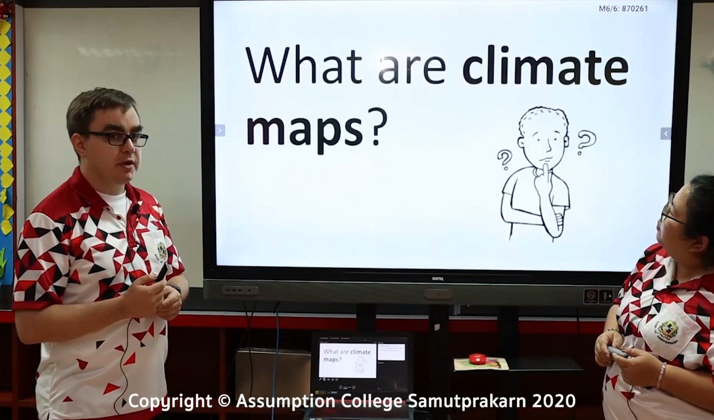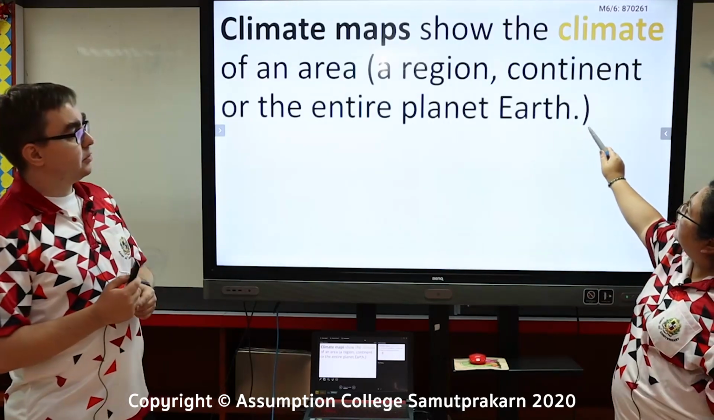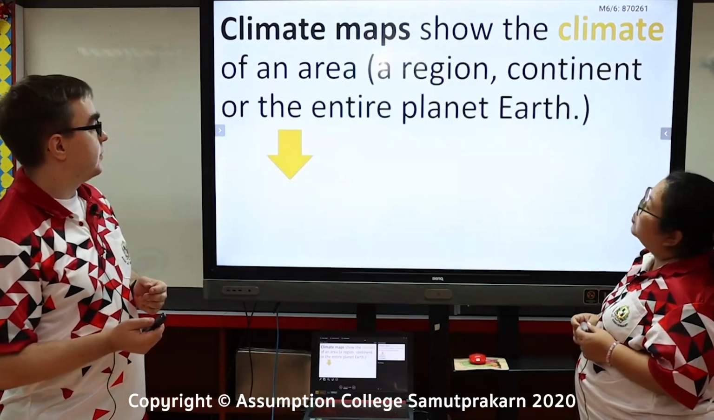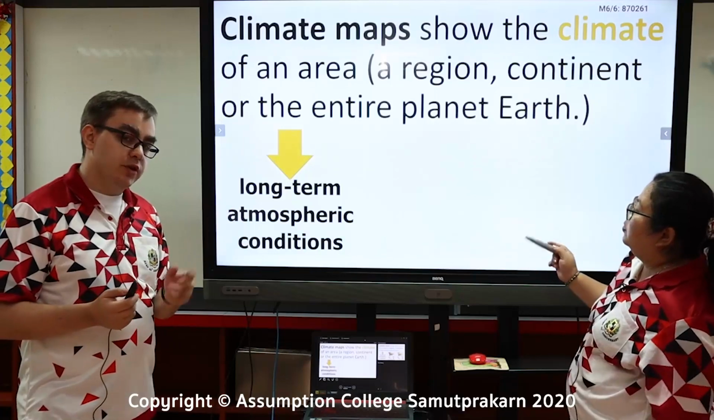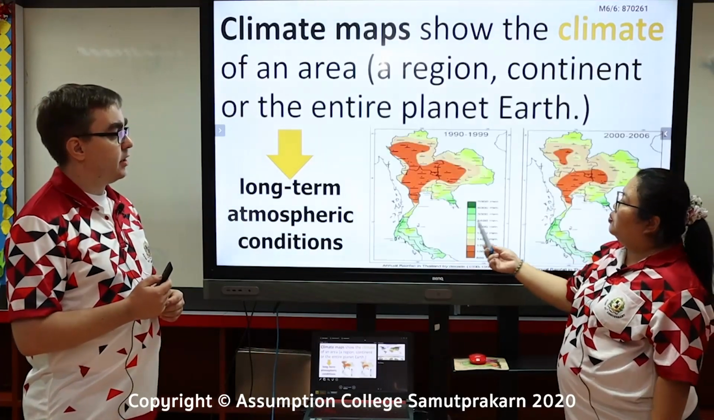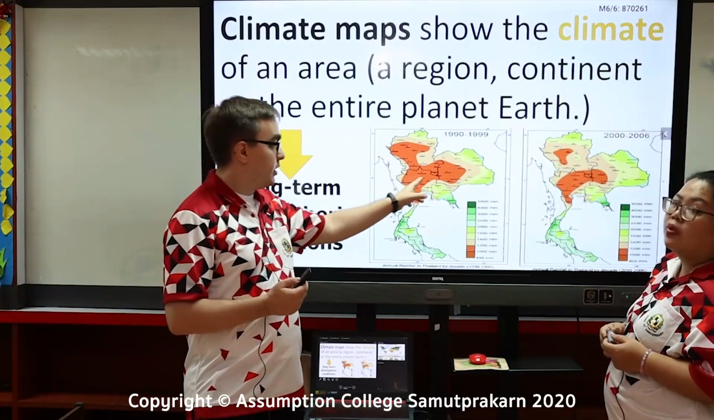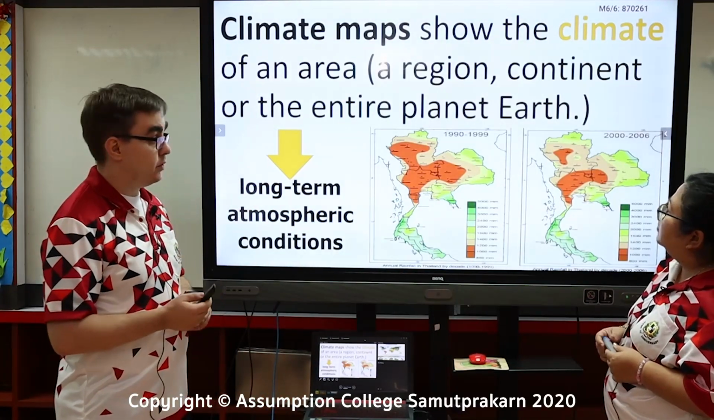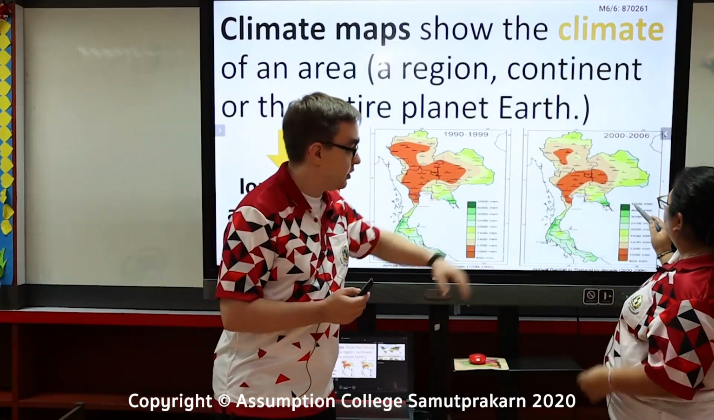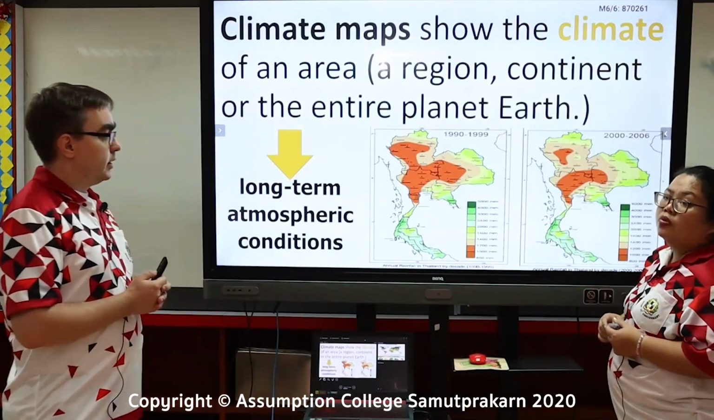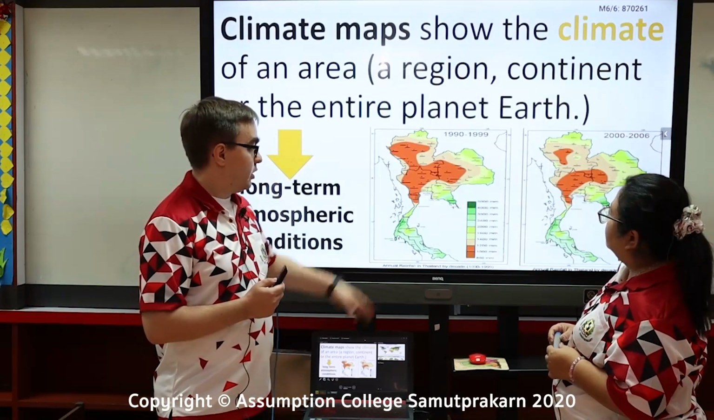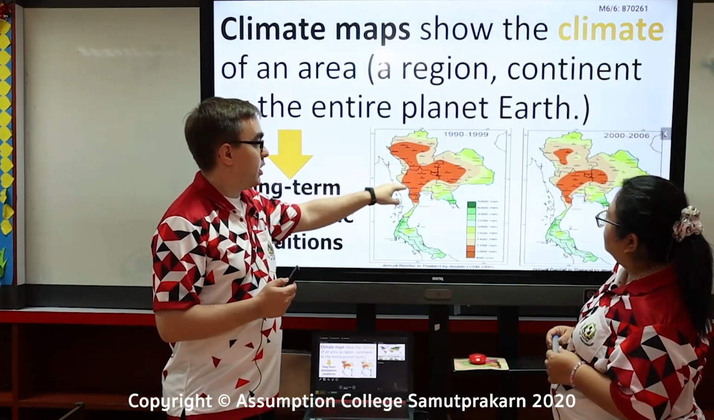Now, what are climate maps? Climate maps show us the climate of a specific area. So again, long-term atmospheric conditions in that area. For example, Thailand, 10 years of precipitation in Thailand, rainfall, yes? Or here, 6 years also. Now, from this map, we can see the lowest rainfall was in this area of the country.